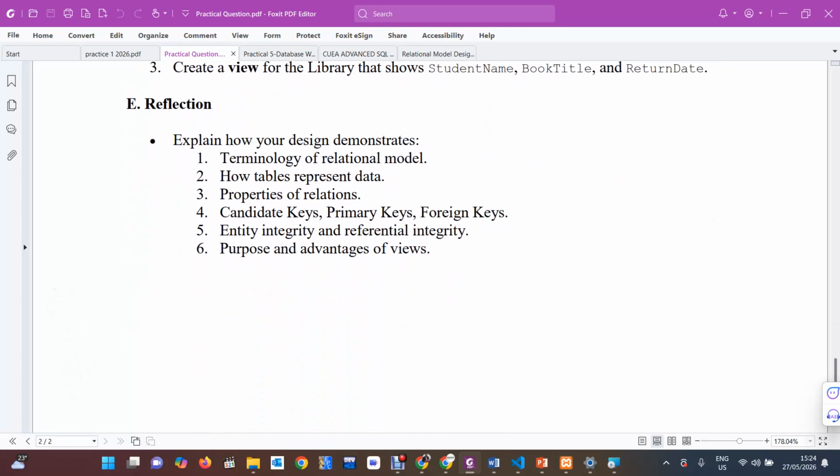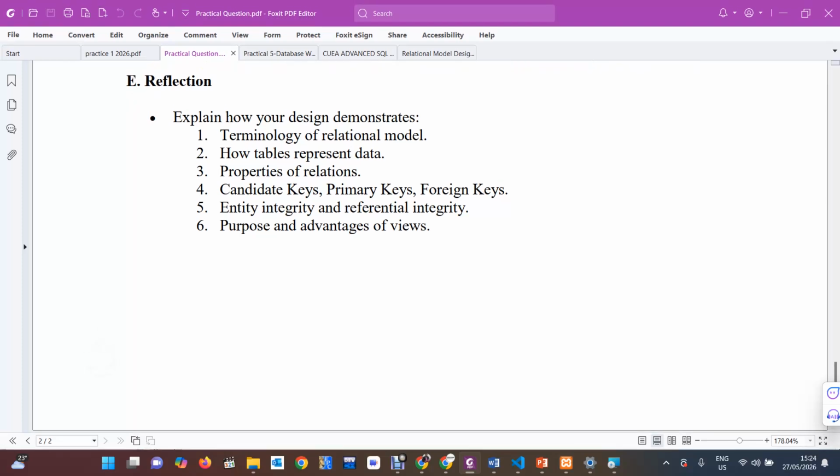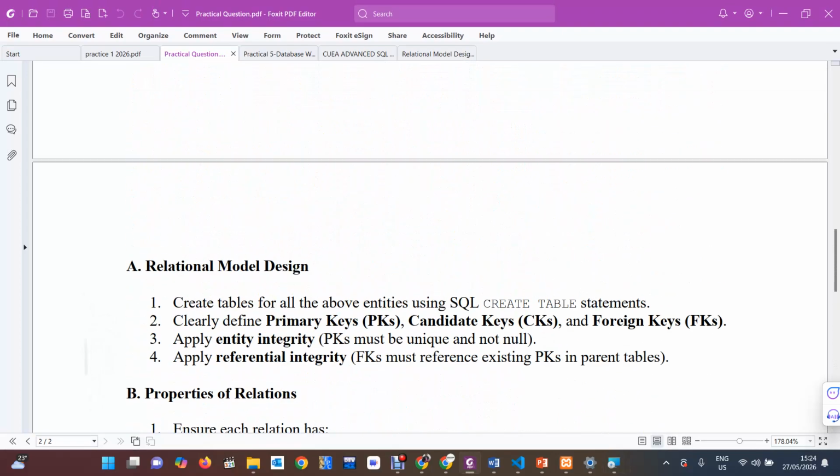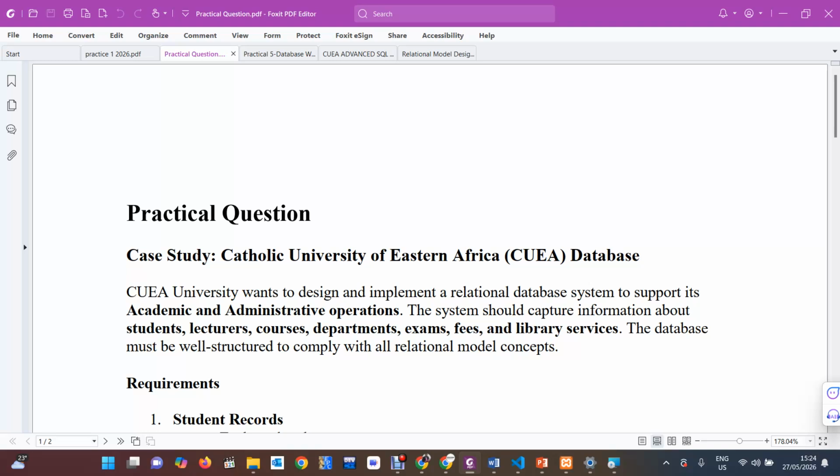On the reflection, I want you to explain how your design demonstrates: number one, terminologies of relational models, two, how tables represent data, three, properties of relations, four, candidate keys, primary keys, and foreign keys, five, entity integrity and referential integrity, and six, the purpose and advantages of views. So these are key things that I want you to be able to articulate and explain in that situation.